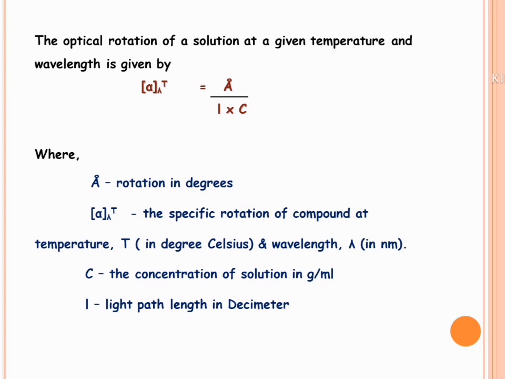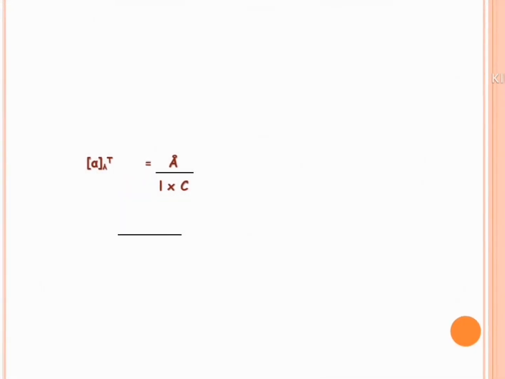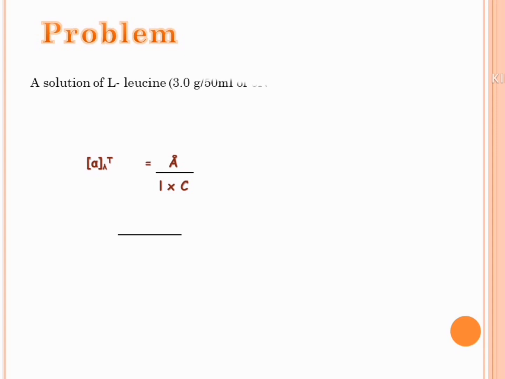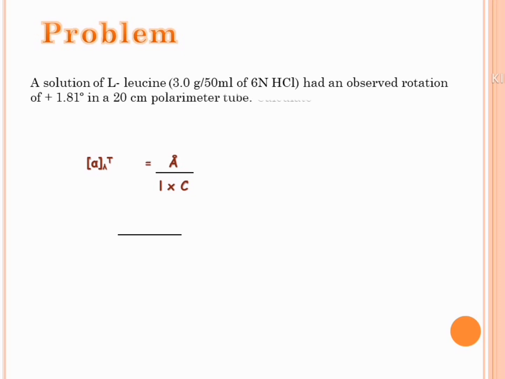Now, we will be solving a problem which is based on the specific rotation. A solution of L-leucine 3 gram per 50 ml of 6N HCl had an observed rotation of plus 1.81 degree in a 20 centimeter polarimeter tube. Calculate the specific rotation of L-leucine in 6N HCl.